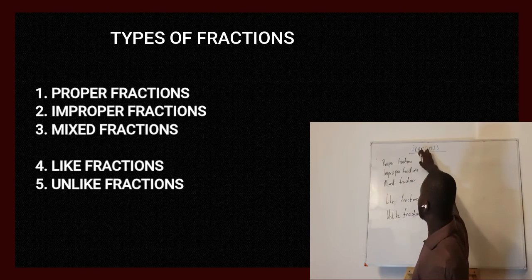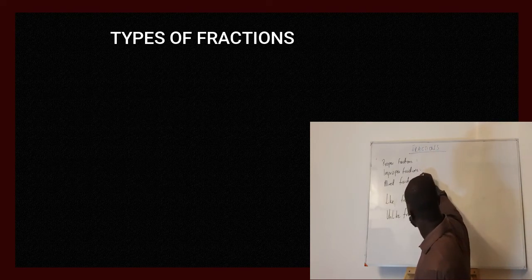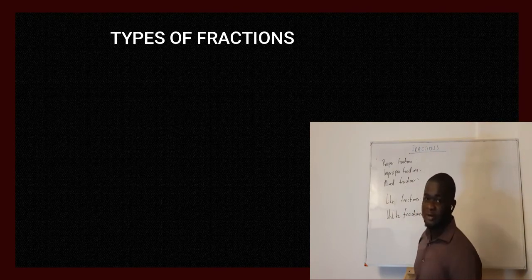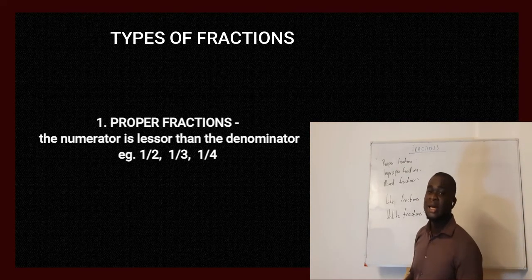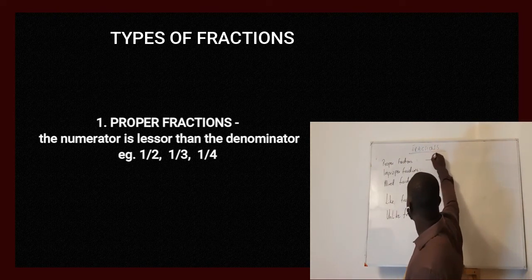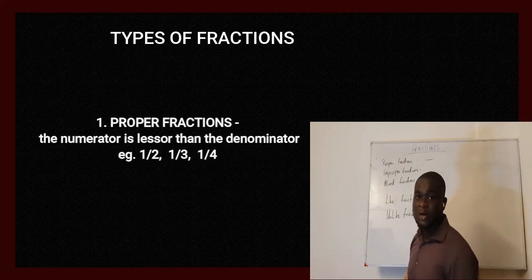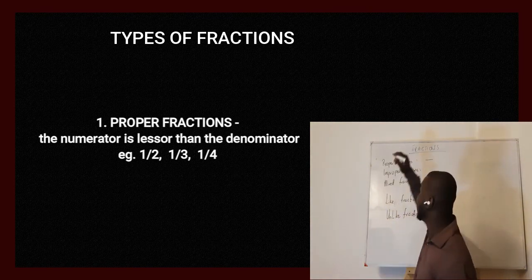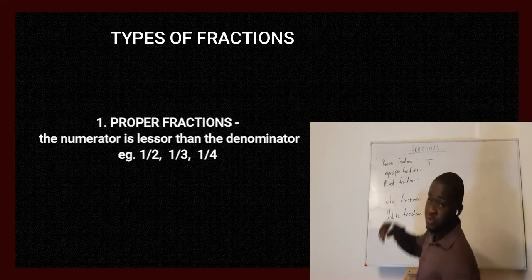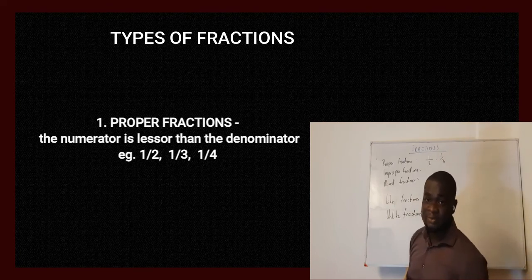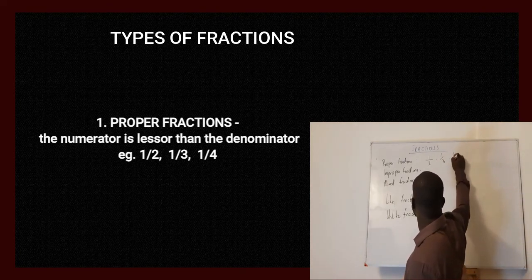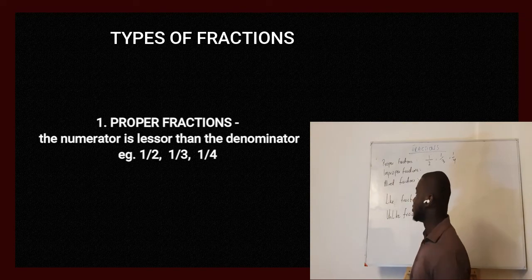So when we say a proper fraction, what is a proper fraction? All it means is the numerator is lesser than the denominator. The numerator is the value on top of the bar, or the division sign. For proper fractions, it should be lesser than the denominator. So for example, 1/2 is a proper fraction, 1/3 is a proper fraction, 1/4 is a proper fraction.